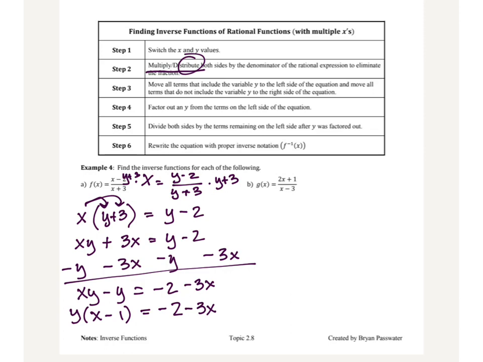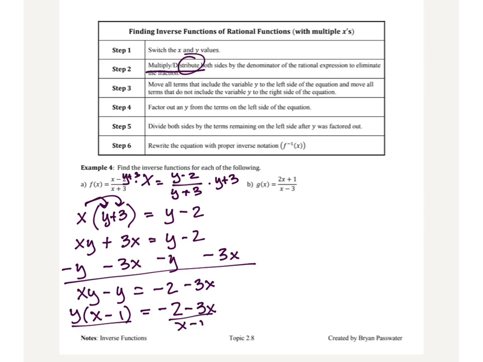So I factored out the y. Now what? How do I get it by itself? Yeah, divide by everything that's over there with it. It's y times x minus 1. So if I divide both sides by that x minus 1, I can get y by itself.